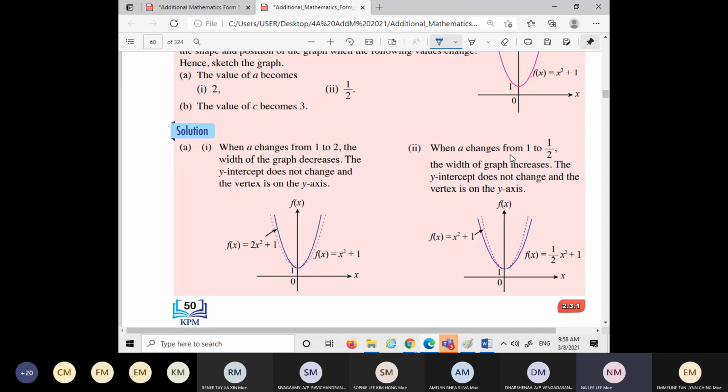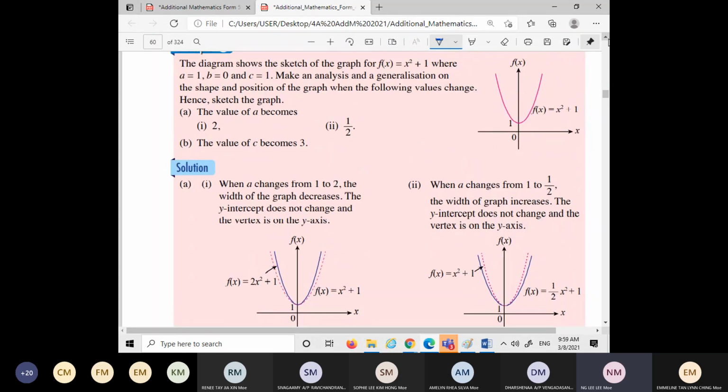Okay, part 2 is the reverse. Now a becomes half, so the width of the graph increases. The outside one, the blue one, is with a equals half. The inside one, the dotted one, is with a equals 1. Then the rest is the same. The y-intercept does not change. The vertex is on the y-axis, because b is 0 here.